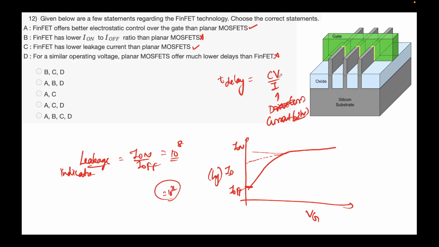If the current is higher, with the supply voltage remaining the same, and C is primarily your C aux, which is nothing but epsilon aux by T aux, the same for both technologies, planar as well as FinFET. C aux will not change, V will not change, only I is the determinant. So if I is higher, delay is lower. If the delay is lower, as we talked about, the switching can be faster. That's why FinFETs have slightly higher operating frequencies, or they offer lower delays than MOSFETs. So this is incorrect. Planar MOSFETs have higher delays than FinFETs. So that completes our analysis for FinFETs.